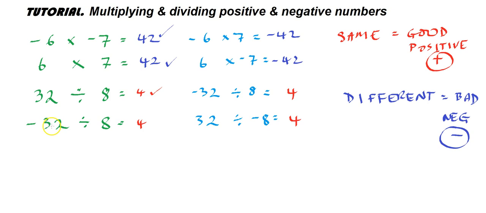This one here, we've got a negative divided by a positive. So that's different, that's bad, that's negative. So negative 4, so that's now correct. We've got here negative divided by a positive, so that's different, right? Negative, positive, so the answer is negative. And this one here is positive divided by a negative. Positive, negative, that's different. The answer has got to be negative.